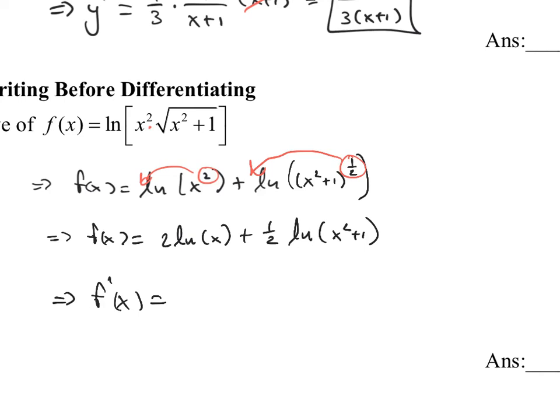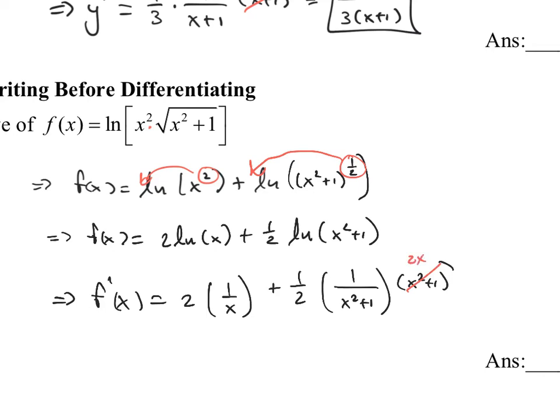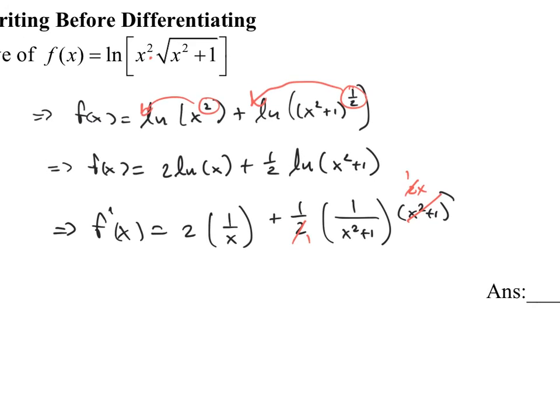The rest is simplification. So this would be 2 times the derivative of the natural log of x. Well, the derivative of natural log of x is 1 over x. Plus 1/2 times the derivative of the natural log of x squared plus 1. Well, that's 1 over whatever's on the inside, which would be x squared plus 1. But then we need to remember to multiply by the derivative of the inside. So the derivative of x squared plus 1. Well, what is the derivative of x squared plus 1? It's simply 2x. Further, I notice that there's a 2 in the denominator and a 2 in the numerator, so those simplify. So let's try piecing it together.